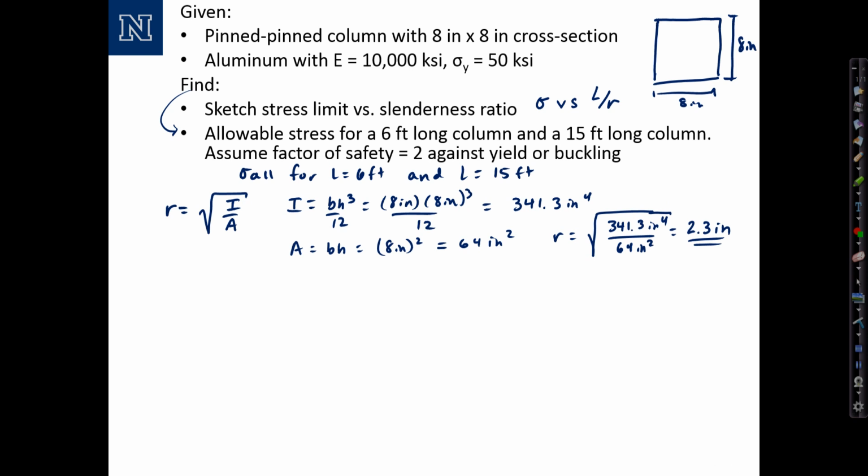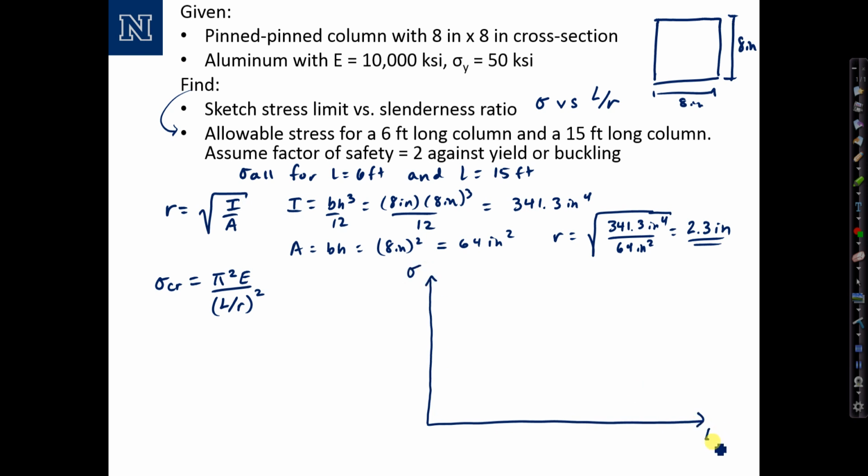Now, we also developed, based on the critical buckling load, that the critical buckling stress can be written as sigma crit equals pi squared E divided by (L over R) squared. Okay? And a stress limit versus slenderness ratio, we sketch out what it looks like. Sigma versus L over R. Okay? This sigma critical is inversely proportional to (L over R) squared. So it's going to be like a quadratically decreasing curve like this.